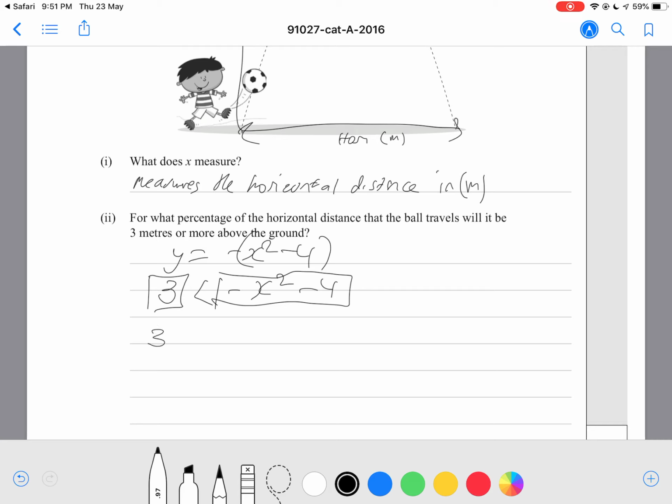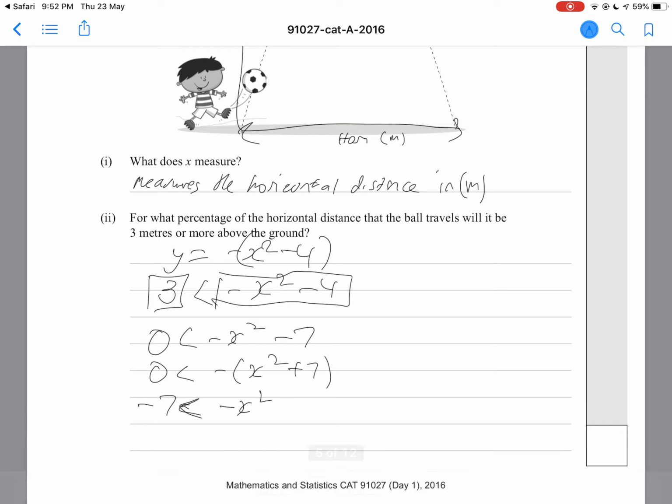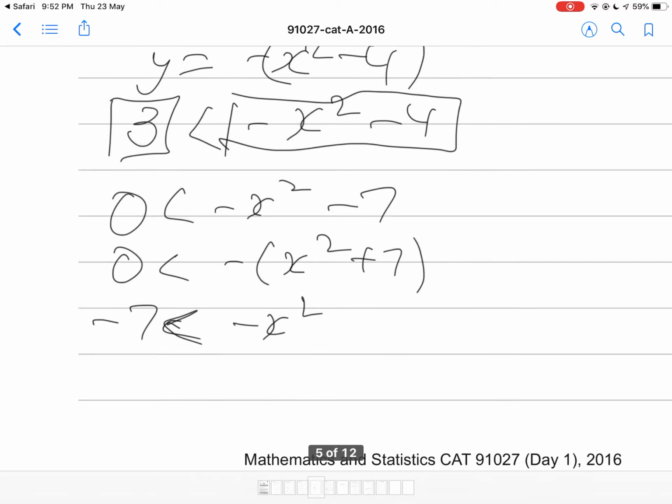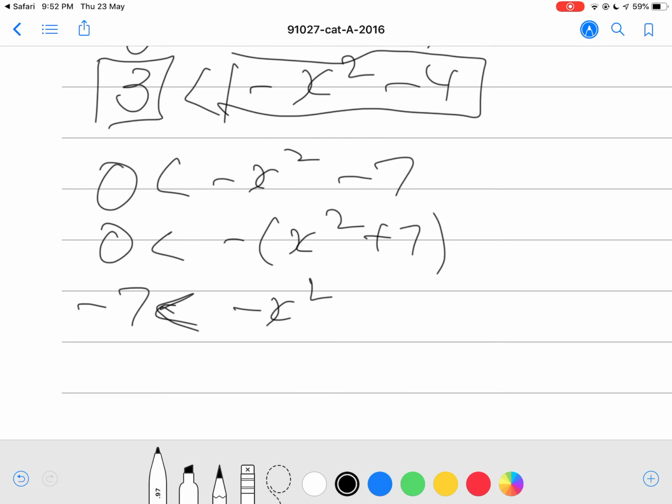Okay. So basically we just move the 3 to the other side, so we say 0 is greater than negative x squared minus 7, okay? So basically, we're going to say 0 is greater than negative x squared plus 7. So then, therefore, we're going to say negative 7 is greater than negative x squared, okay? We're going to divide by negative 1, okay, to make both sides positive, okay? But remember, when you divide by negative 1, you flip the inequality.